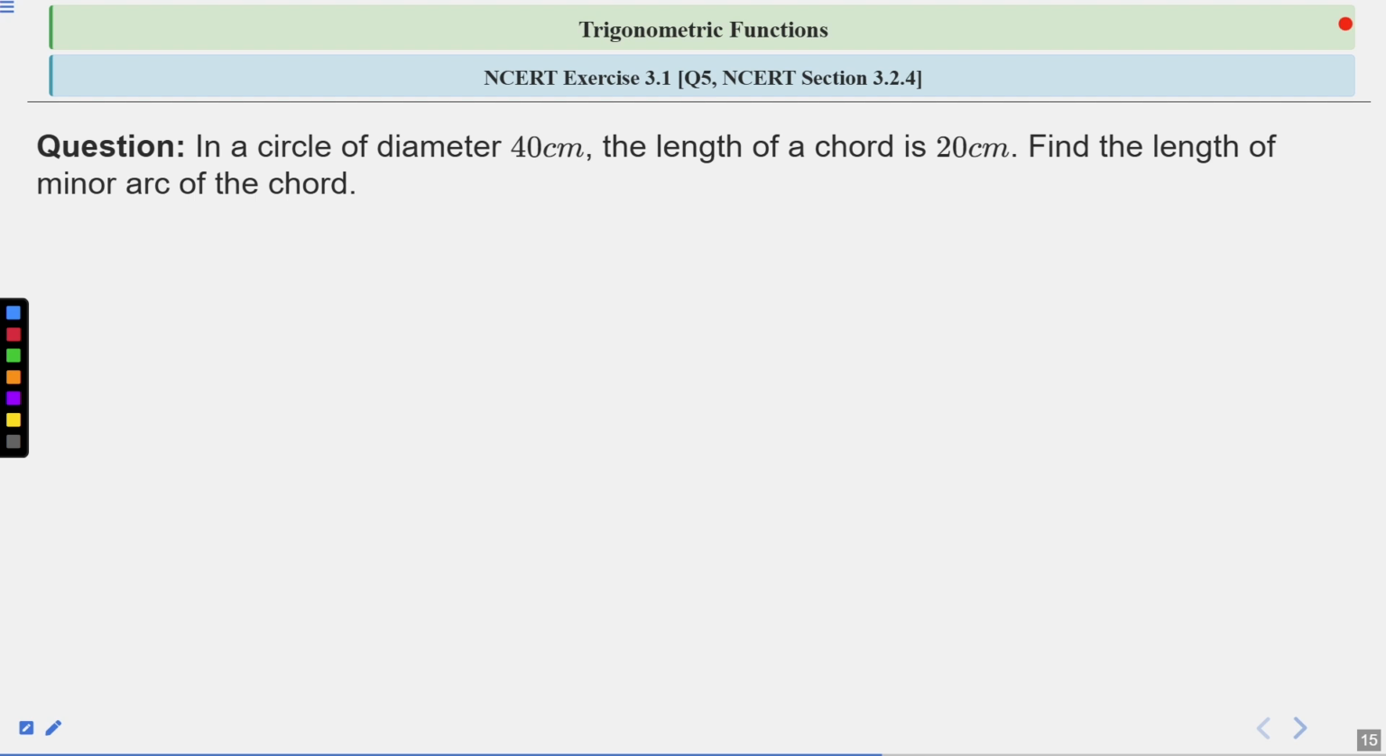So how can we find the length of the minor arc of the chord? Again, we can apply the formula theta is equal to L by R, right? R is given, since the diameter is 40, so R will be 20 centimeter. The length of the chord is 20 centimeter, and we need to find the length of the arc. Clear? Okay. So again, you have some time to solve or think about this question. After that, we will discuss the solution part.